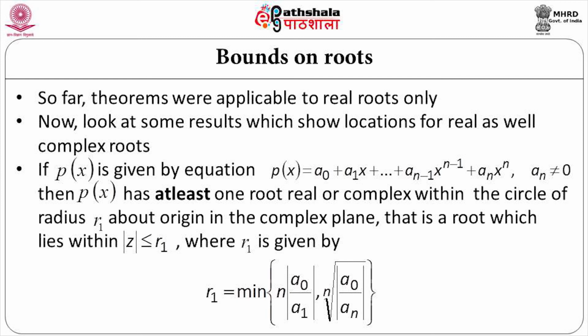It says that at least one root of the polynomial will lie inside |z| less than or equal to r1, where z is x plus iy and the absolute value of z is the square root of x squared plus y squared. So, x squared plus y squared is less than or equal to r1 squared, that means it lies inside the circle of radius r1 drawn with the origin as center, and so at least one root will lie within a distance of r1 from the origin.